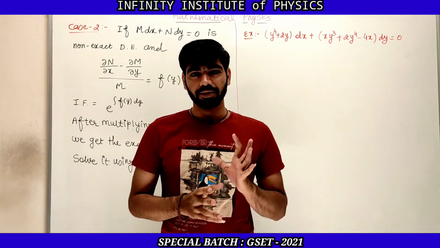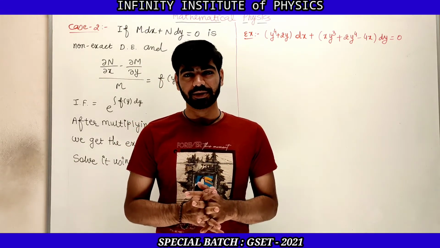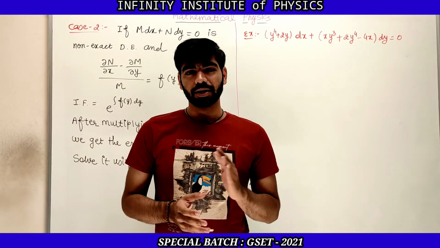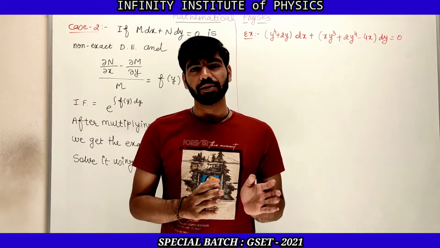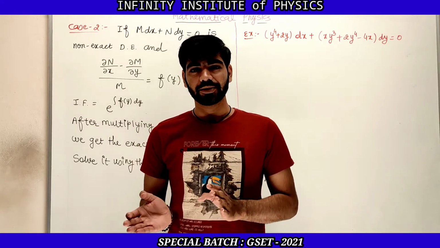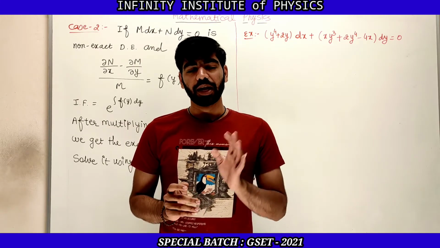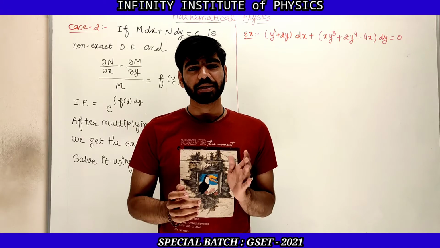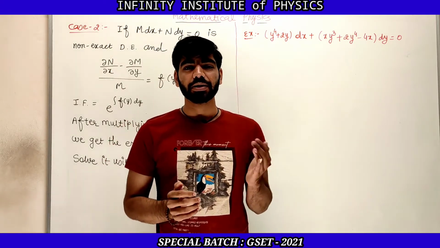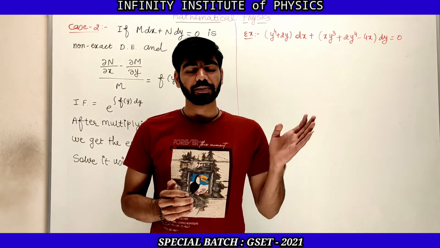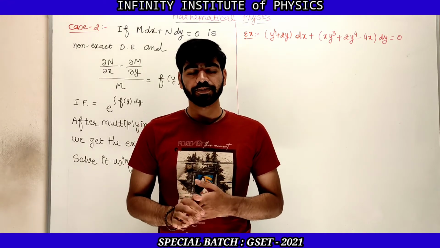In the first lecture we started the introduction of first order and first degree differential equations, in which we studied variable separable. That means if we have the given differential equation in the form M dx plus N dy is equal to 0, and if M is only a function of x and N is only a function of y, then it is said to be a variable separable differential equation, and we can solve it using the variable separable method. That means we just need to do the integration with respect to x and y for the corresponding term.